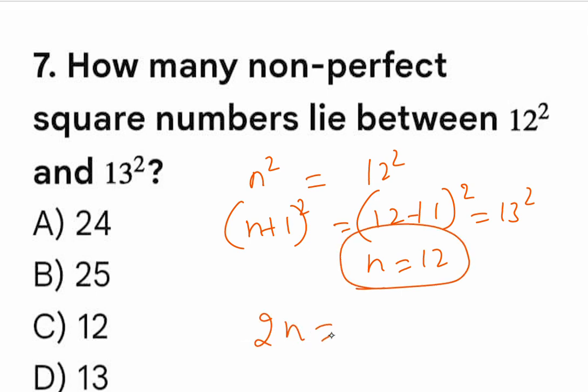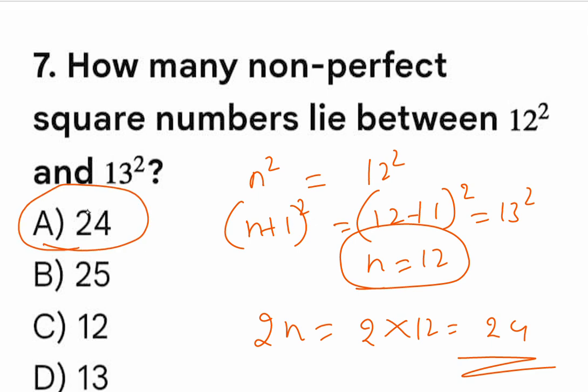The formula to find the numbers between any two square numbers is 2n. So 2 into 12 is 24. Where is 24 here? Option A. So this kind of question we already solved. There they asked numbers, here they mentioned non-perfect square, both are the same. Okay, so if you write 12 square, 144, and 13 square, 169, from 144 to 169, if you count the numbers, you'll get 24 only. Okay, so next one.